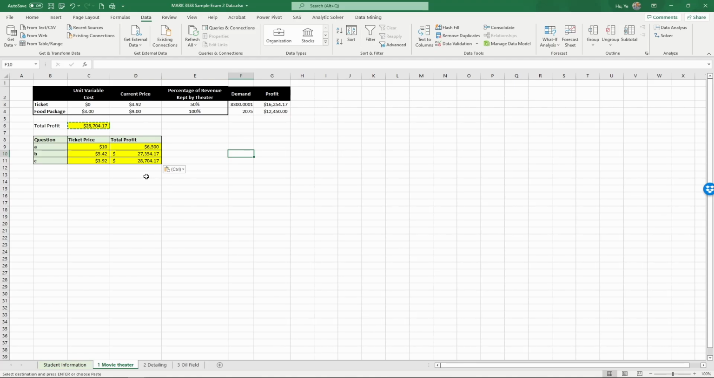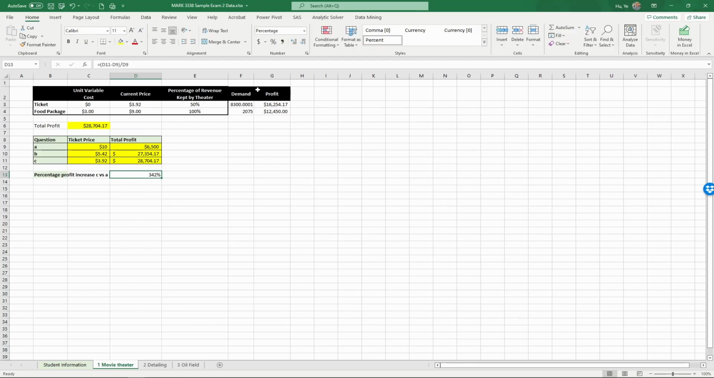And Part C also asks for the percentage increase in profit compared to the current price levels. So the percentage profit increase, C versus A, will be equal to parenthesis this profit minus the total profit parenthesis divided by the current profit and enter. Change this to percentage. That's an increase of 342% because the current ticket price level is way too high.